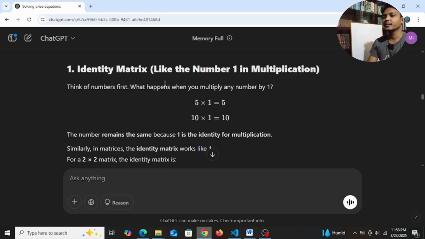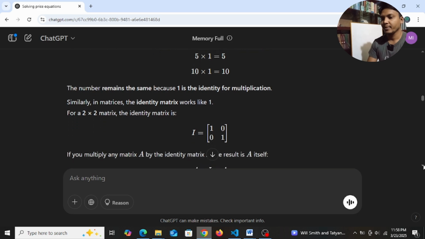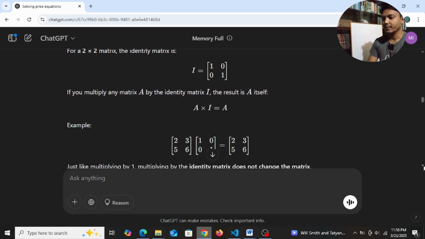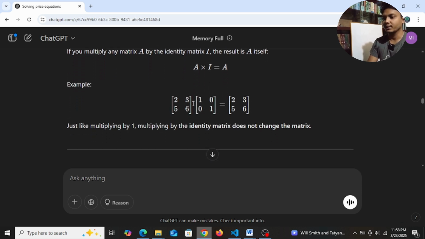So you see here, the identity matrix, whatever I discussed with you, it's here, right? So think of numbers first. What happens when you multiply any number with 1? 5 into 1 equals 5, 10 into 1 equals 10. The number remains the same because 1 is the identity for multiplication, right? So similarly in matrices, the identity matrix works like 1. For a 2 into 2 matrix, the identity matrix is this. So if you see here, if you multiply this matrix with this, you get the same thing, right?